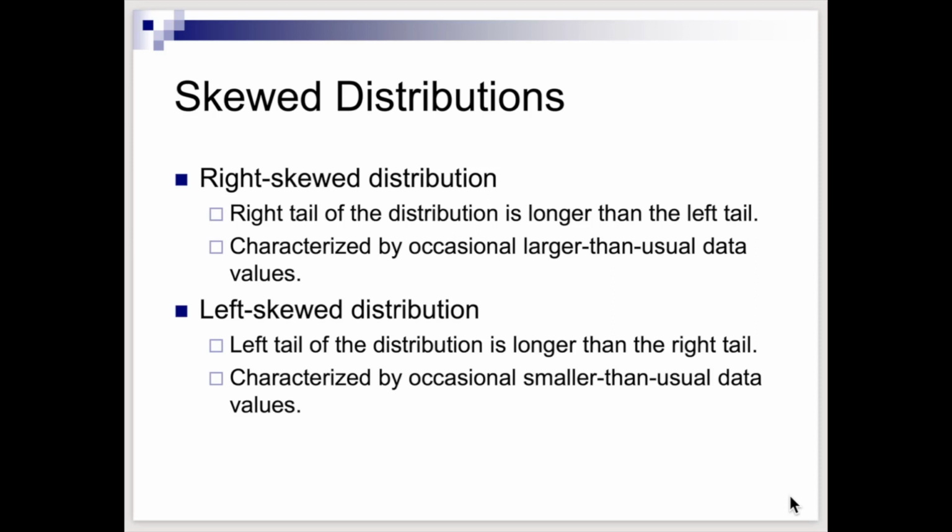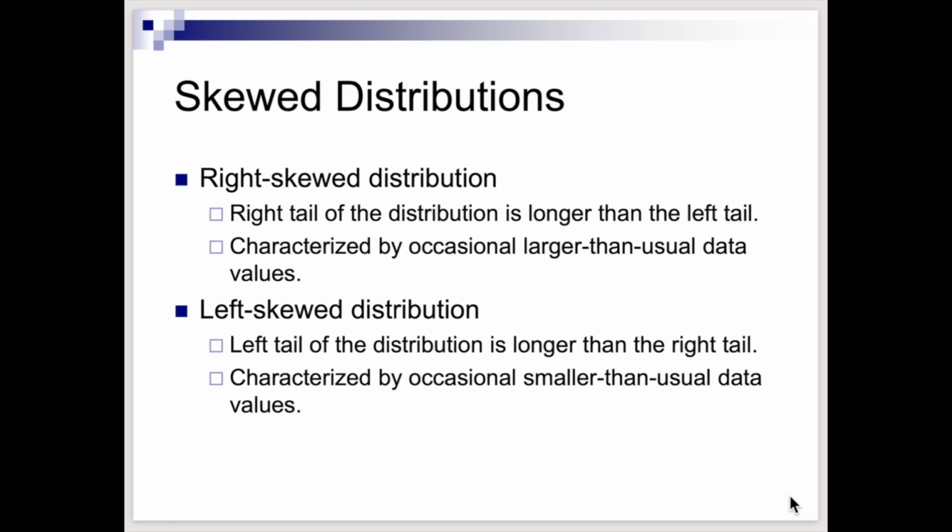Now, a right skewed distribution is a distribution where the right tail of the distribution is longer than its left tail. Now, what can cause this, or what's another way to describe this? Well, a right skewed distribution is characterized by occasional larger than usual data values.